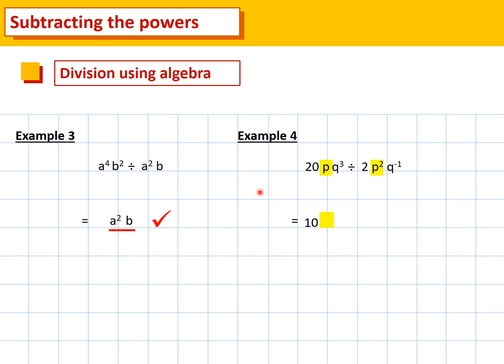And then finally, the q term, it's 3 subtract negative 1. Subtracting negative 1 is adding 1, so our q power will be a power of 4.